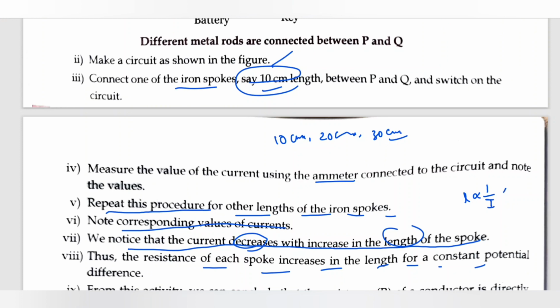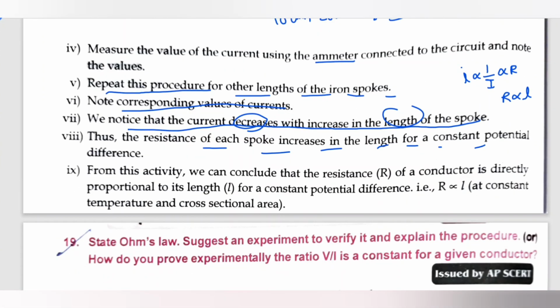So we can say the resistance increases as the current decreases. From this we can say the resistance and the length of the conductor are directly proportional. So we can conclude that the resistance of a conductor is directly proportional to its length for a constant potential difference. So R is directly proportional to L.